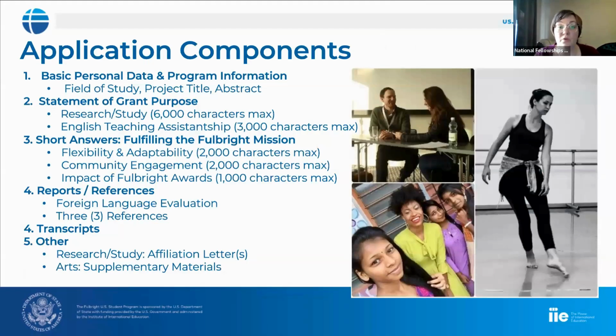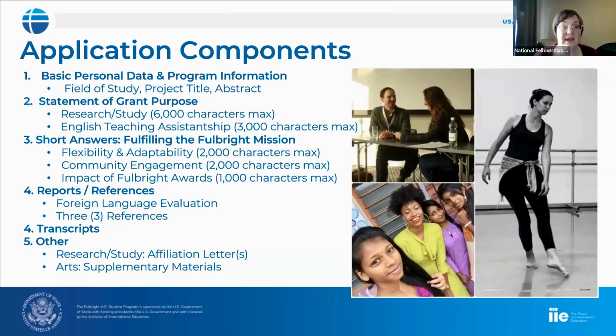All right. So what does this application look like? I keep talking about it. With the application, they're going to ask for a few different things. First off, basic personal information, program information. That's where you are going to let them know a little bit about you and what program or award you're going to apply for. For the award, you will write a couple of different short answer questions. The biggest of that is the statement of grant purpose.